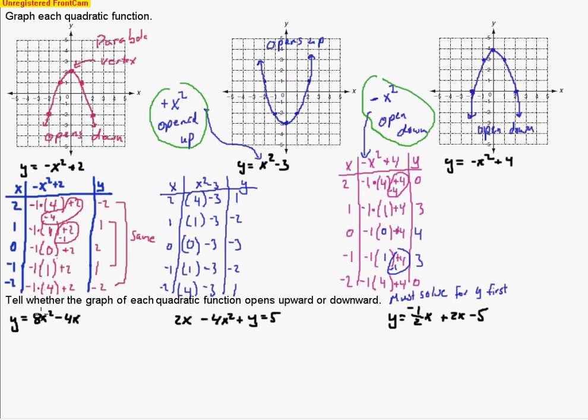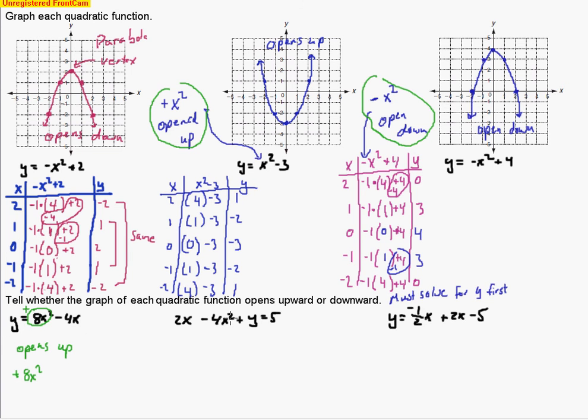Let's take a look at this first one. Here, y equals, so this is good. It's all set equal to y. You see it's a positive x squared. So this one opens up. The reason is it had a positive 8x squared when y was by itself.